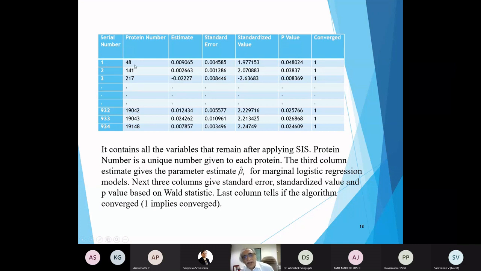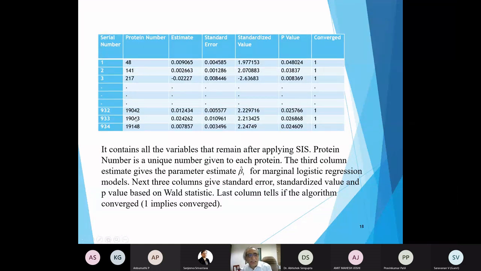For example, when I fitted the logistic regression model using independent variable number 48, this was the parameter estimate, and it turned out to be statistically significant. Again, I don't have time to go into these numbers, but looking at this value, I can tell that it is statistically significant. Then 141, again, I fitted the logistic regression model using the 141st independent variable, or protein number. Again, it turned out to be statistically significant because of this p-value, and so on.